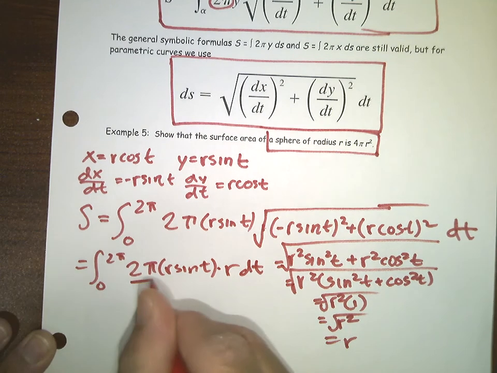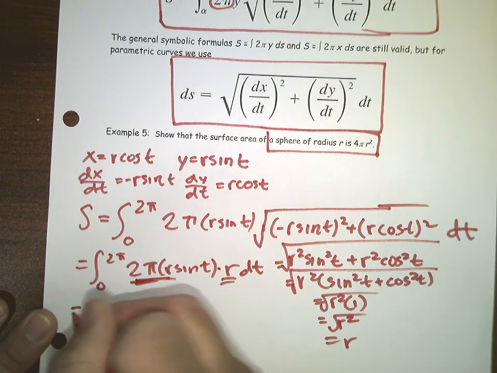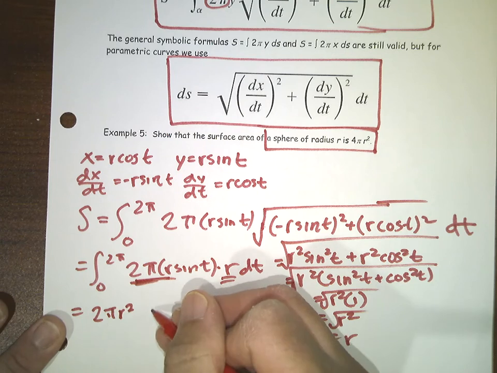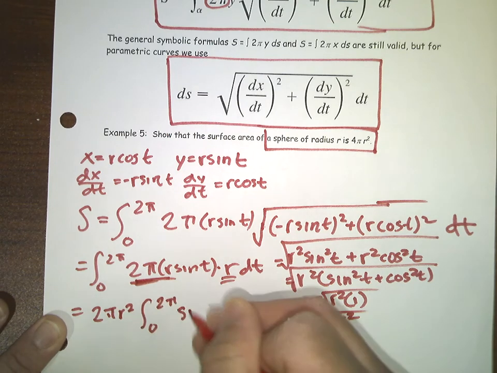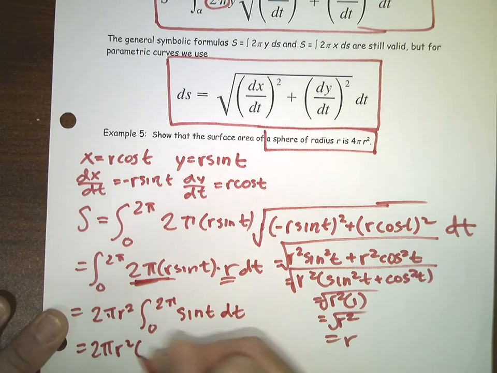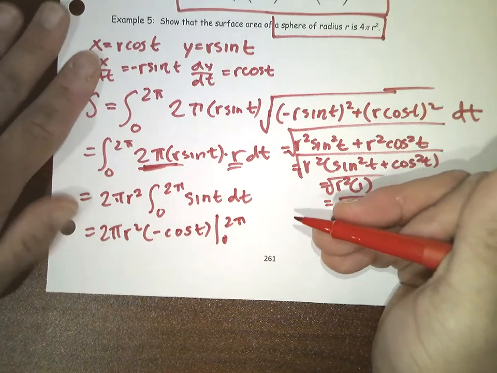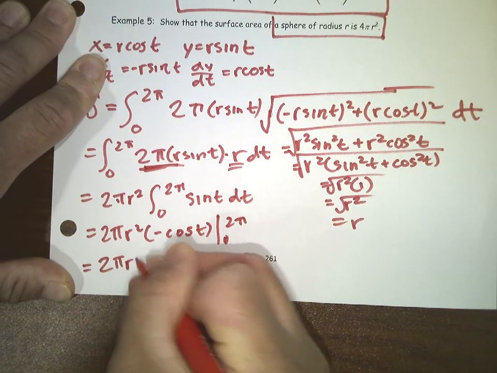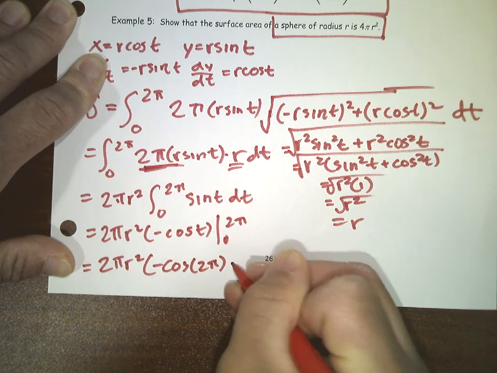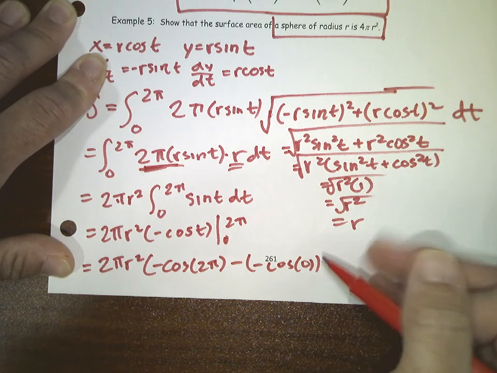So then 2 pi times r is 2 pi r squared. So I'm going to bring the 2 pi r squared in front of the integral. So 2 pi r squared times the integral from 0 to 2 pi of sine of t dt. And the integral of sine of t dt will be negative cosine of t. And I'll evaluate this from 0 to 2 pi. So if I do that, we have 2 pi r squared times a negative cosine of 2 pi minus a negative cosine of 0.